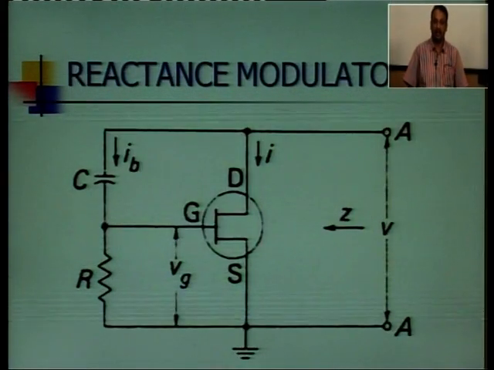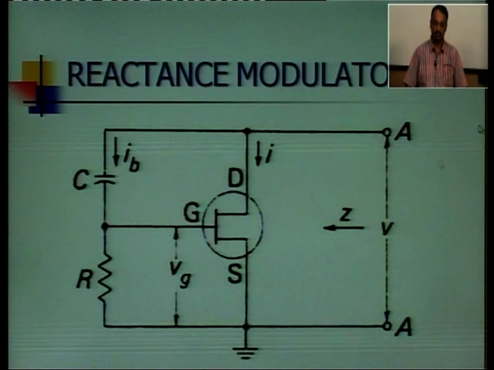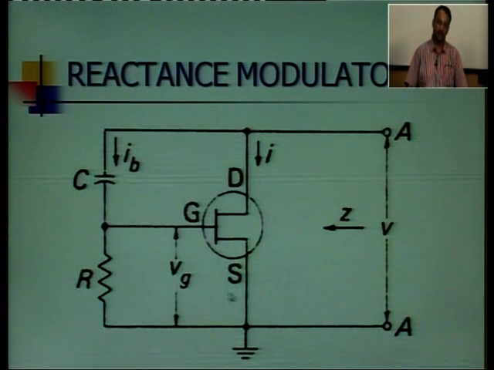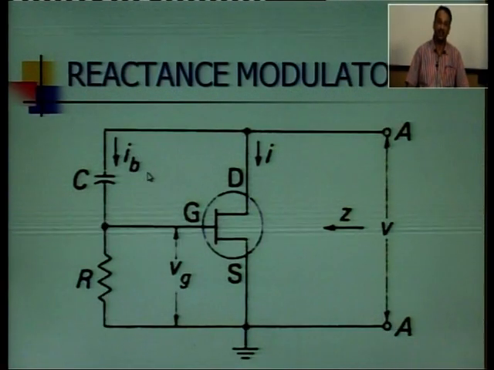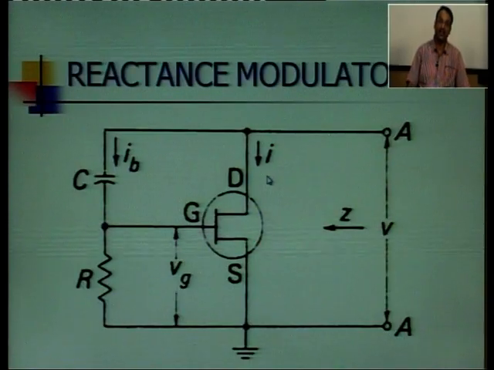This is a diagram of a reactance modulator. In this case, a FET is used, having 3 terminals: gate, source and drain. The modulating signal V is applied between A and A dash. Vg is the gate bias, or gate voltage, Ib is the base current, and I is the drain current.